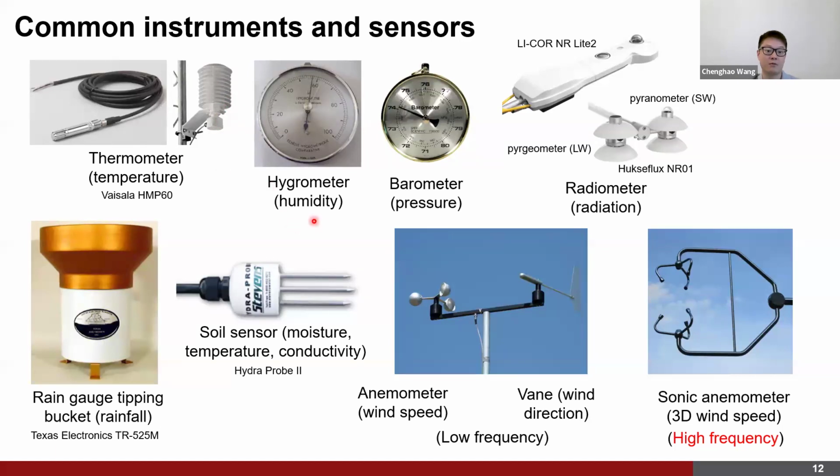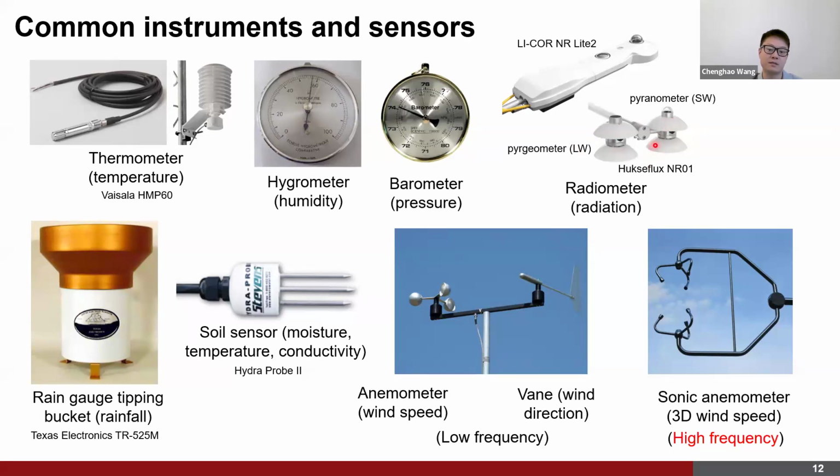And we also have this hygrometer, which gives us the reading of humidity, and we can use a barometer to measure pressure. And of course, these two are sort of outdated. Now we have some more advanced sensors to measure humidity and pressure. And we also have this radiometer. This one is a typical four-way radiometer, which uses pyrgeometers to measure the long-wave radiation, both upwelling and downwelling. And it also uses pyranometers to measure downwelling and upwelling short-wave radiation. So this one is for long wave, this one is for short wave.